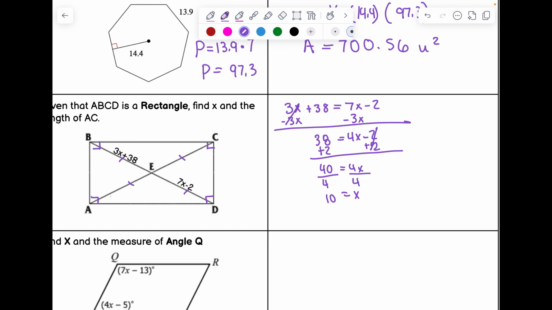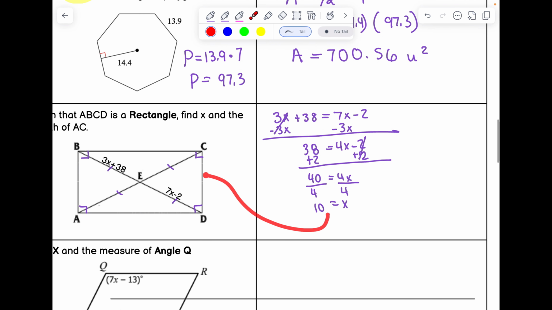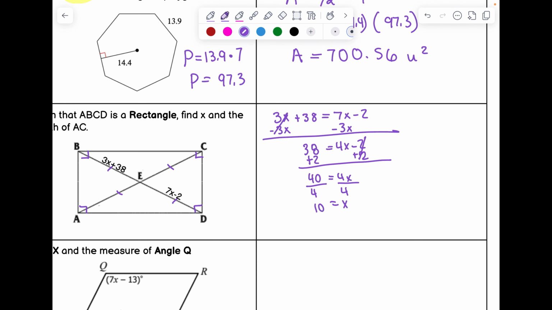Now, x equals 10, we need to take this 10 and plug it back in. 7 times 10 minus 2 is 70 minus 2, which is 68. Now, half of the diagonal is 68. So how long is the whole diagonal? Well, we have to add 68 plus 68. And we get 136 units.